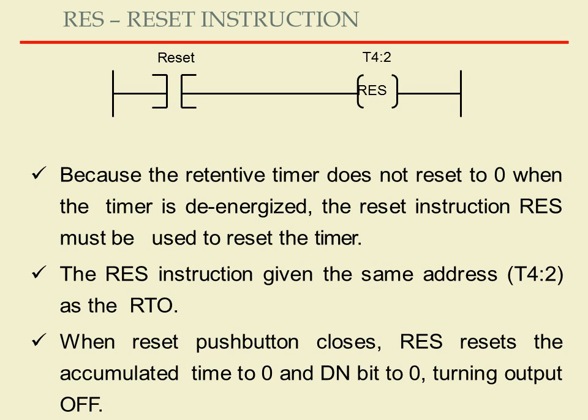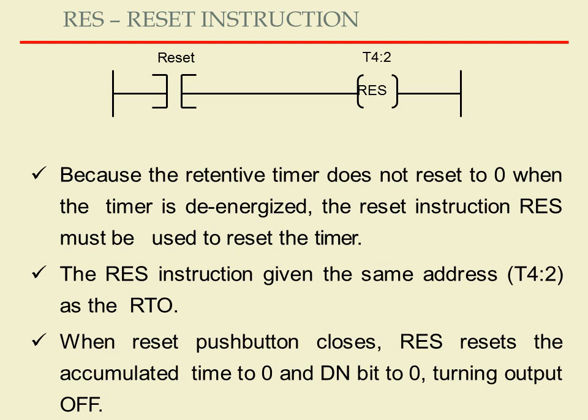Then next is the reset instruction. So here the switch is shown, and its name is given as reset. Then the actual reset instruction RES is given at the output side, and it has been given the address T4:2. That means in the T4 file it is the second one. Because the retentive timer does not reset to 0 when the timer is de-energized, the reset instruction RES must be used to reset the timer. The RES instruction is given the same address T4:2 as the RTO.